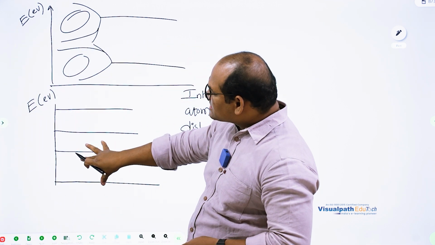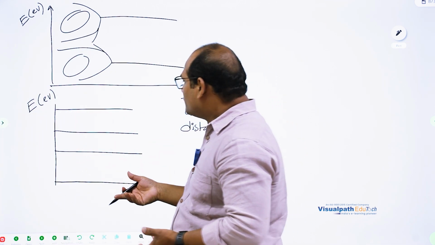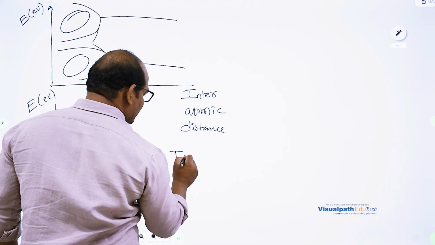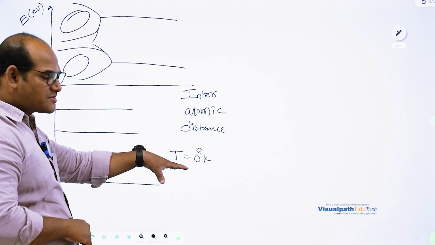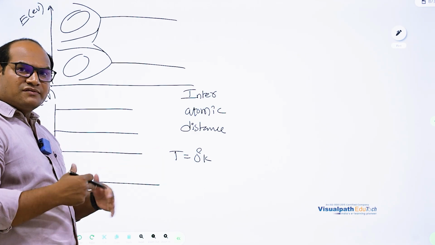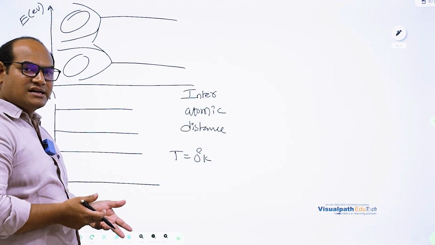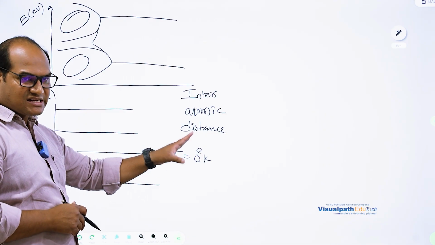All the valency electrons are available here at a temperature of 0 degrees Kelvin. That means you did not apply any external energy. We will talk about the external energy in terms of the temperature. So instead of talking in terms of electrical or optical energy, we will talk with respect to thermal energy, that is temperature.